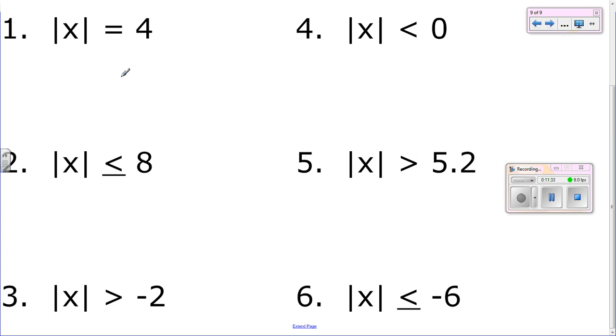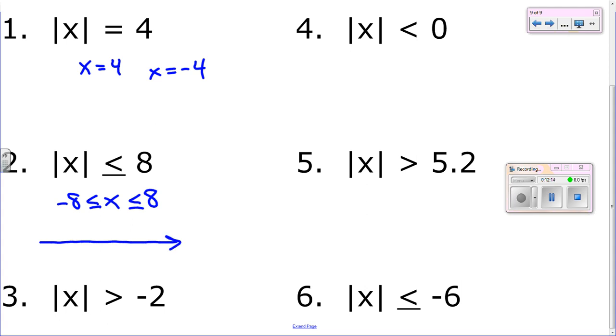Absolute value of x equals 4. Your solution for that would be x equals 4 and x equals negative 4. Number 2, absolute value of x less than or equal to 8. So remember, it's less than, so it's an and. Less than or equal to 8, and greater than or equal to negative 8. So it's between negative 8 and 8.